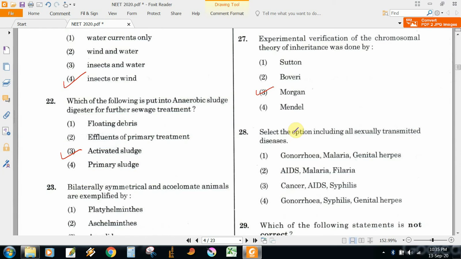Yeah. Now moving on, select the options including all sexually transmitted diseases. So gonorrhea, malaria, no. Malaria is mainly through mosquito vector. AIDS, yes. Malaria again, no. Filaria, no. Cancer, no. AIDS, yes. Syphilis, yes. So the last option is gonorrhea, syphilis, genital herpes. Obviously, the fourth option, that is gonorrhea, syphilis, and genital herpes, all of them are sexually transmitted diseases.